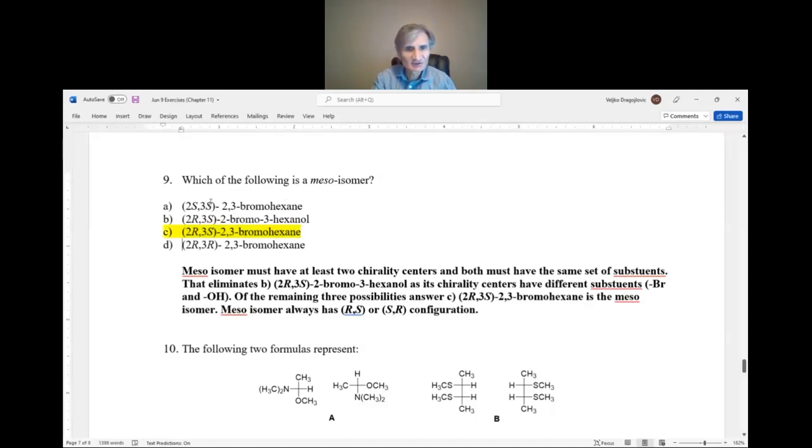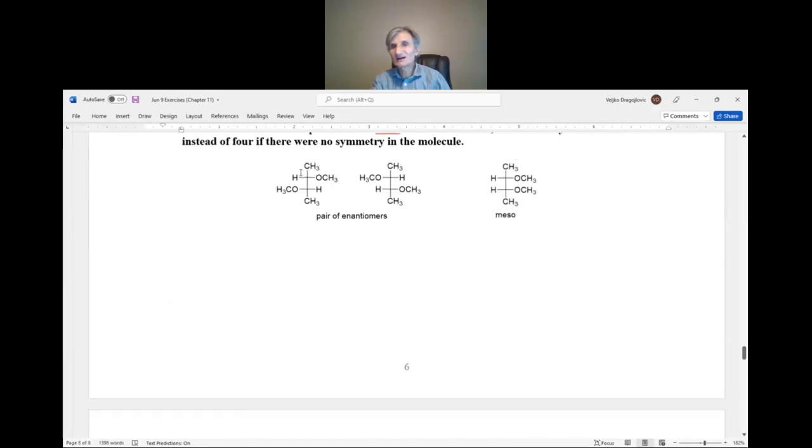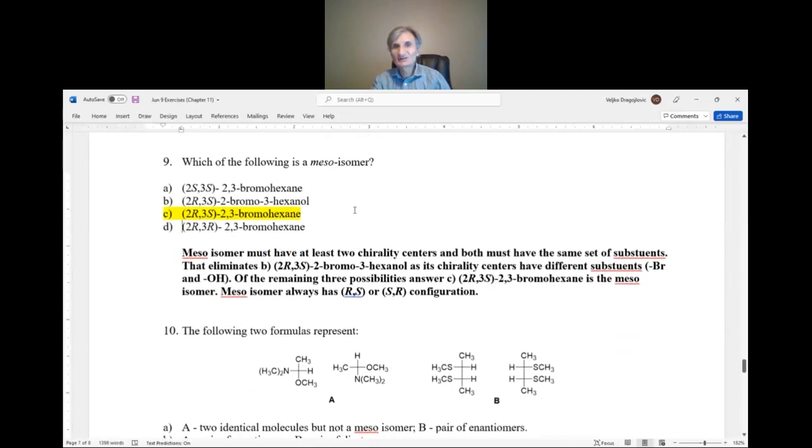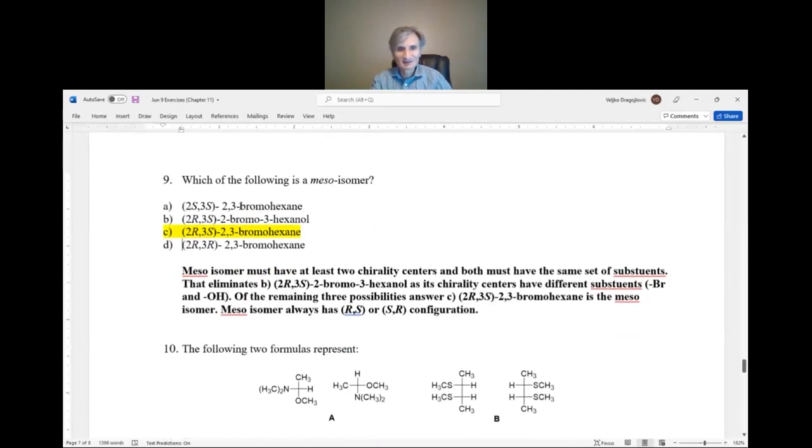RR, SS, SS, RR, those are enantiomers. So one of these is RR and another is SS. I don't know which is which. I could figure it out, but this one is RS, that's for sure. Now here we have 2,3-dibromo. I'm missing this di. Okay, I'll fix everything in the file.